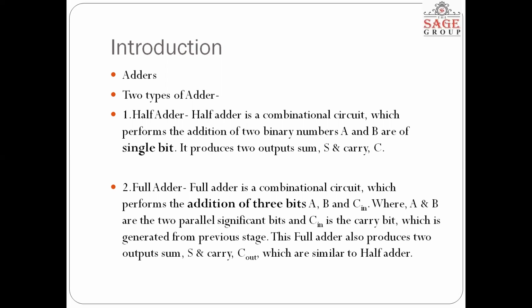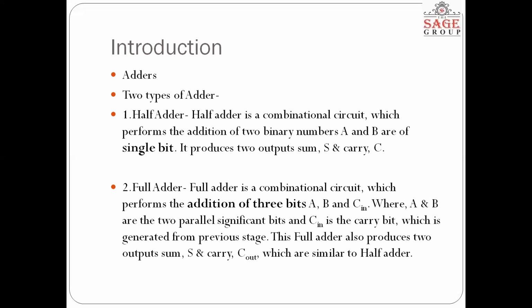A half adder is a combinational circuit which performs the addition of two binary numbers A and B. A and B are the variables, you may take them as X or Y, right, and these two variables are of single bit, not more than a single bit. It produces two outputs: sum, which is denoted by S, and carry, that is C.